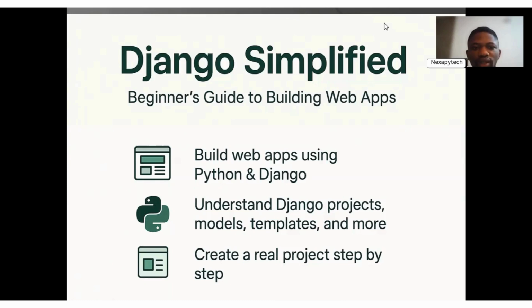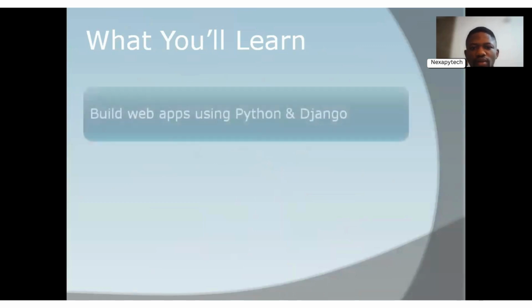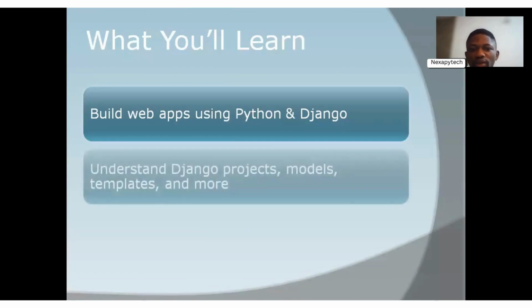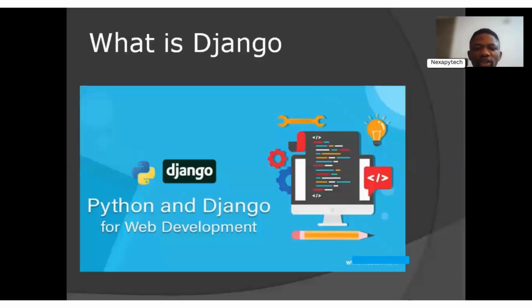So what will you learn? You'll learn building web applications using Python and Django, and also understanding Django projects, models, templates, and lots more. We also create a real project step by step. By the end of this series, you'll be able to create your own web application using Django. You will learn how a Django project works, how to handle the database and render templates, and eventually build a project step by step.